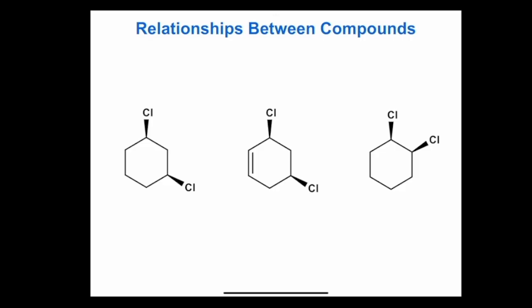Stereoisomers, enantiomers, conformers. Is there anything that makes these two similar? Are they even isomers? Why not? One has a double bond. Okay, what does that mean? It means it's got one less hydrogen. One less? You just failed.